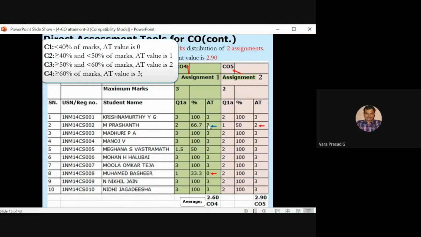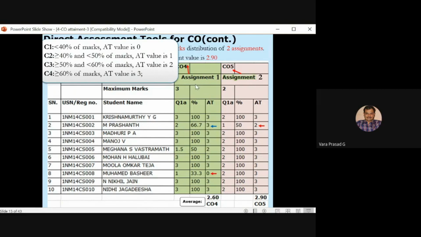You take the same student with respect to assignment 2. Now, out of 2 marks, this student has scored 1 mark. In the sense, 1 divided by 2, how much? It is 50 percent. Then 50 percent in the sense, it should come under condition 3. So the attainment value is 2.